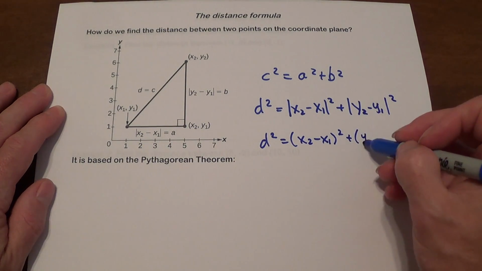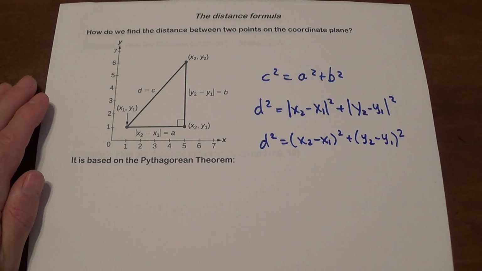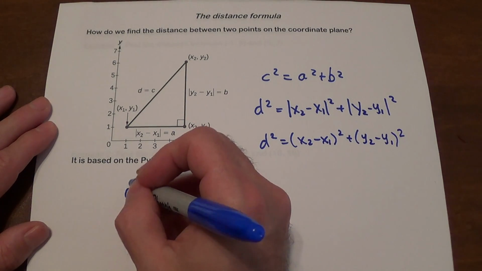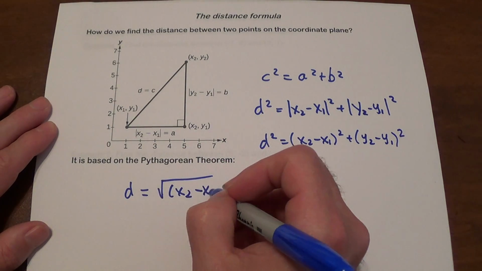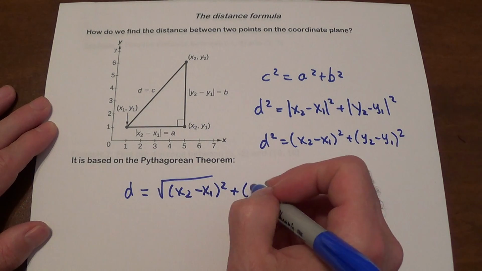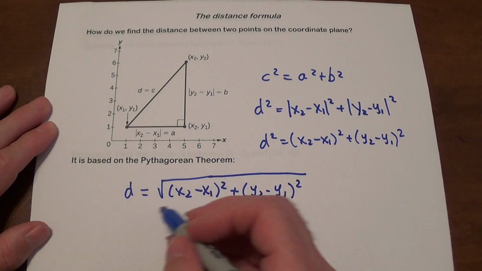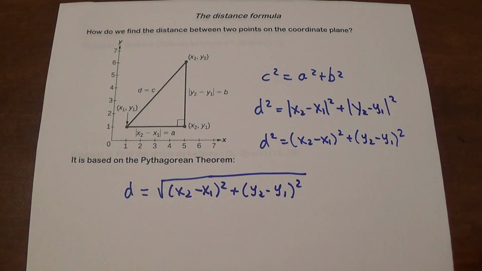So it's going to look like this. And now what we can do is we take the square root to find the distance, because this is distance squared. So when we do that, we are going to get the following formula. And this is what we know as the distance formula. That's the one that we are going to use. And let's go ahead and take a look at some examples.